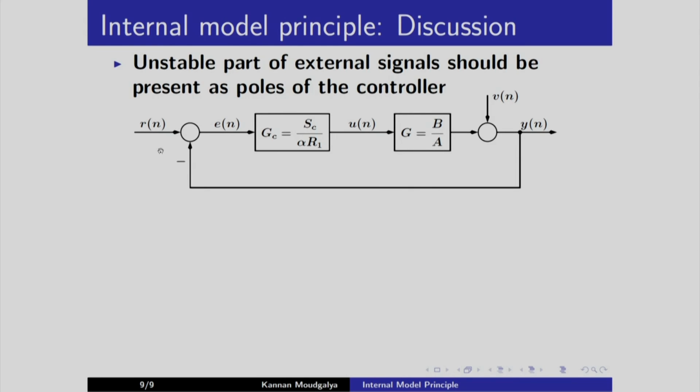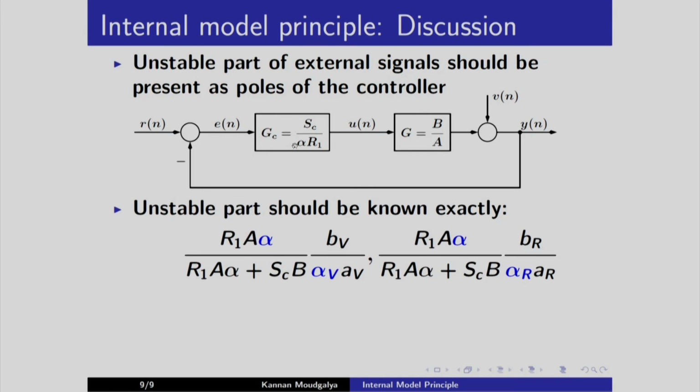Let us conclude this discussion in this slide. Unstable part of external signals should be present as poles of the controller through alpha. It is important to note that the unstable part should be known exactly, so we can cancel them exactly. It cannot be an approximate cancellation because these are unstable. If these are only approximately cancelled, then there will be a lot of problem which will be discussed later. It has to be cancelled exactly.